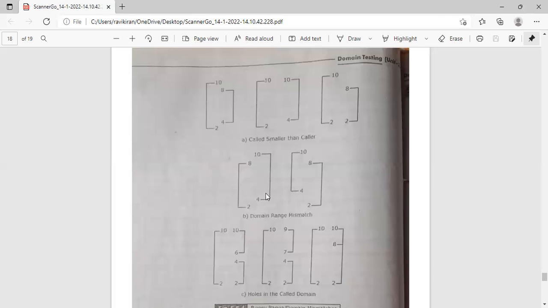Second diagram is domain range mismatch. So the ranges and domains don't line up. Hence, good values are rejected, but values are expected. And if the called routine is not robust, we have crashes.